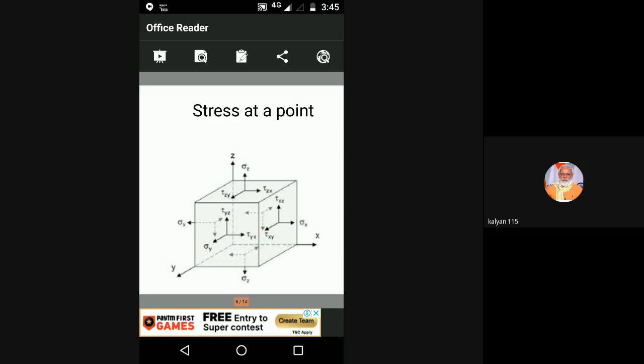In this figure, the first subscript represents the plane. The second subscript represents the direction. For example, tau xy: what does it mean? The shear stress on the x plane in the y direction. The first subscript represents the plane, and the second subscript represents the direction. We can look at any one. For example, tau yz means shear stress on the y plane in the z direction.